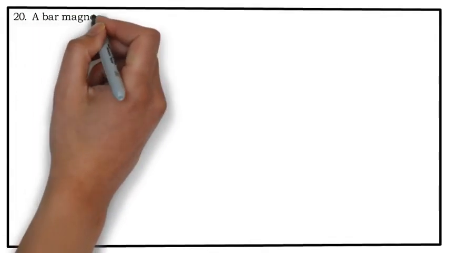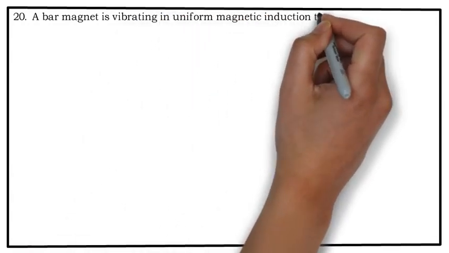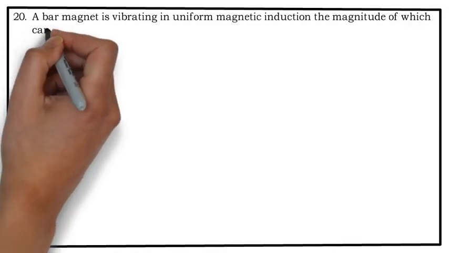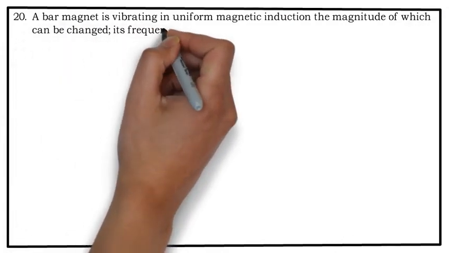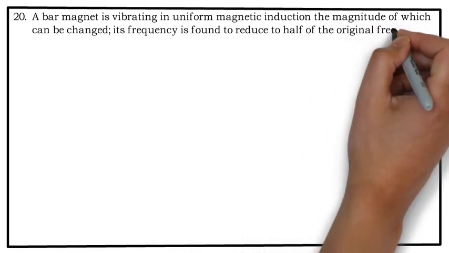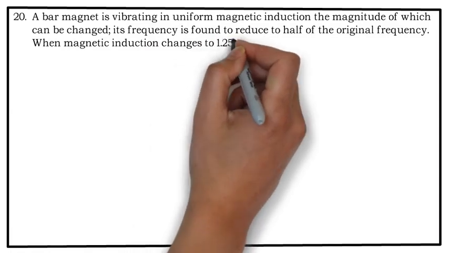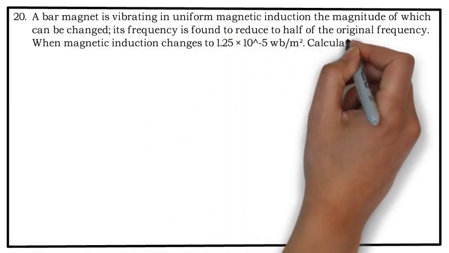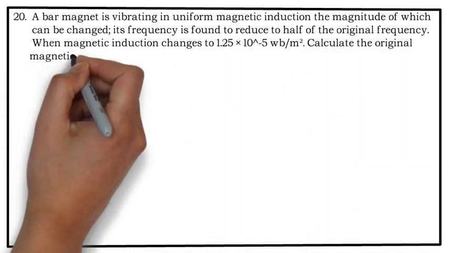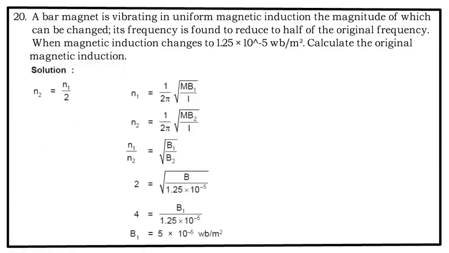Problem number 20. A bar magnet is vibrating in a uniform magnetic induction of magnitude which can be changed. Its frequency is found to be reduced to half of the original frequency when magnetic induction changes to 1.25 into 10 raised to minus 5 Weber per meter square. Calculate the original magnetic induction. Now we know N2 is equal to N1 by 2.